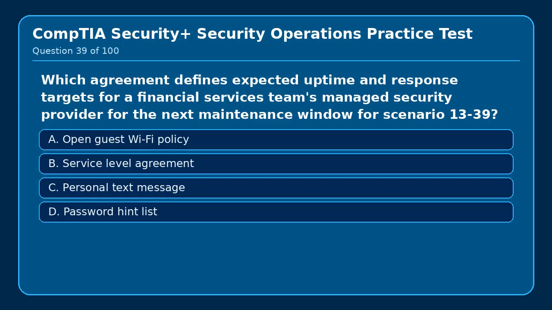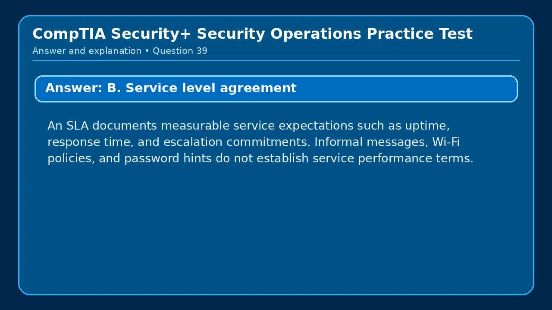A. Open source license for all data. B. Non-disclosure agreement. C. Public press release. D. Default root or password list. Take a moment to choose your answer. The answer is B. Non-disclosure agreement. An NDA creates confidentiality obligations for information shared with the consultant. Press releases, broad open licensing, and password lists do not protect proprietary information.